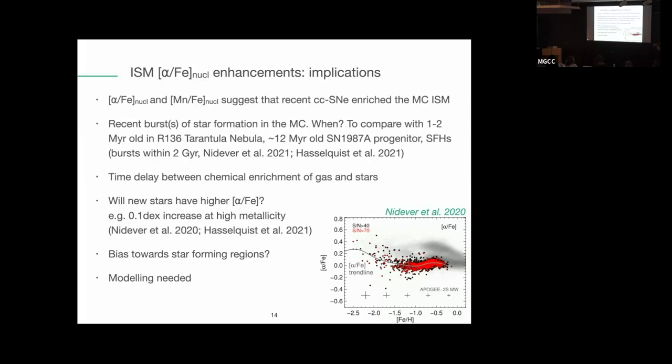Will new stars have higher alpha over iron? Well, I don't know. Maybe it depends whether our results are biased. Remember, we are always observing OB stars. But it's interesting to compare already to the increase in the alpha, like this kink here that David and also Rachel have shown earlier for the Magellanic Clouds. So further modeling is definitely needed to try to make a coherent picture of the gas and the stars.